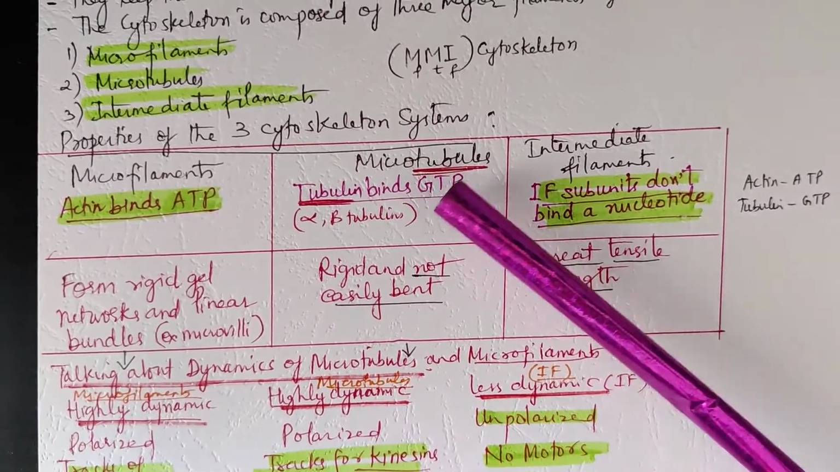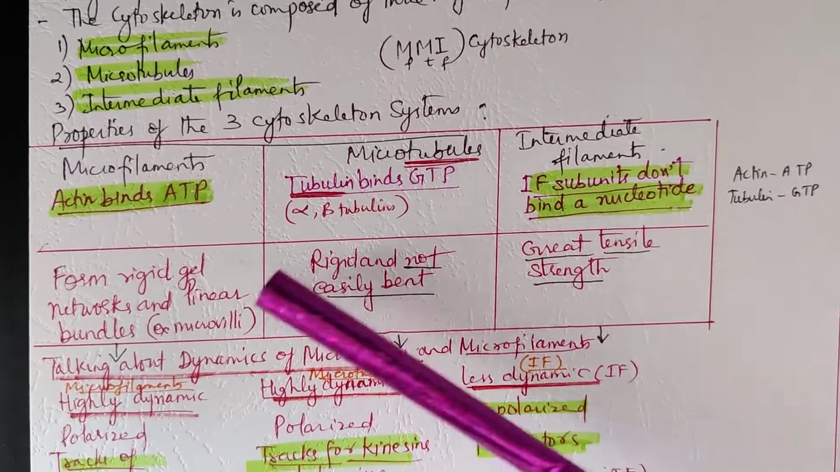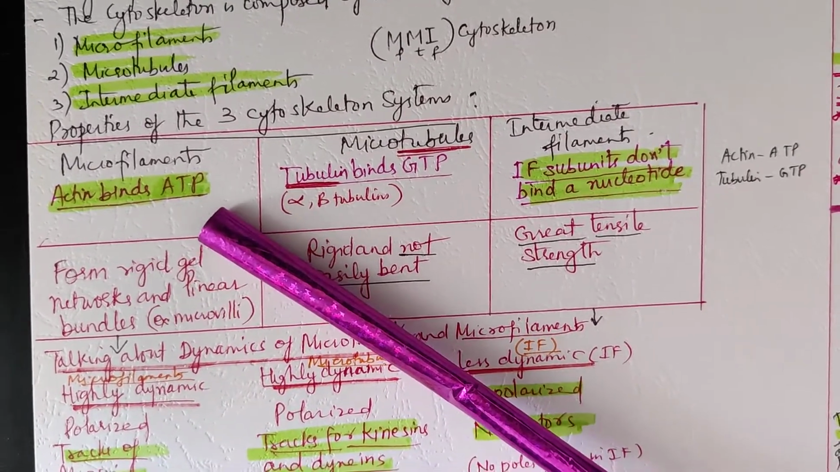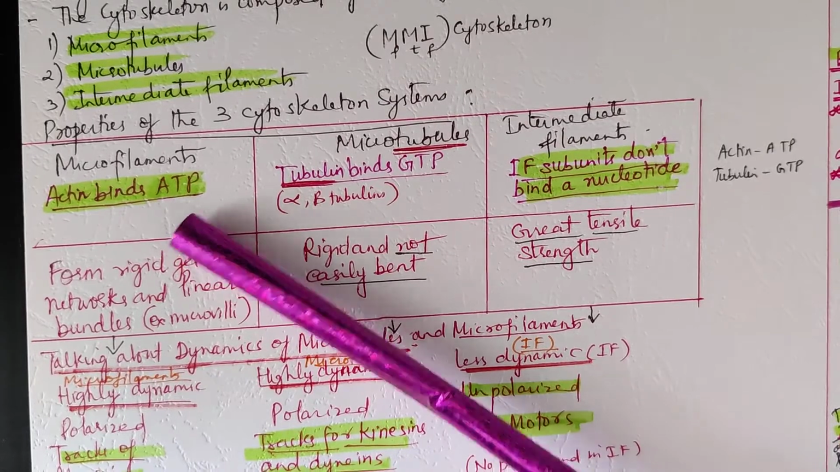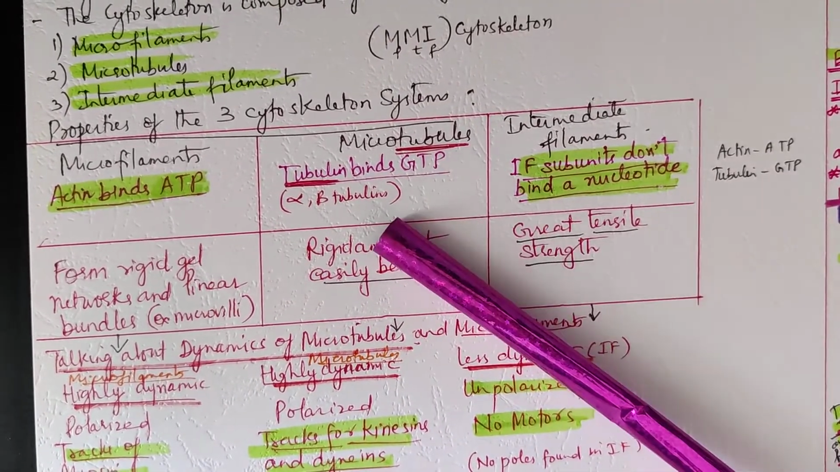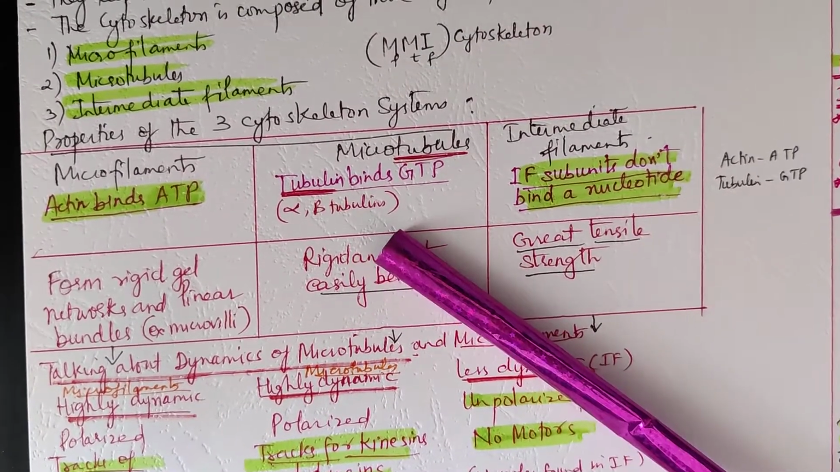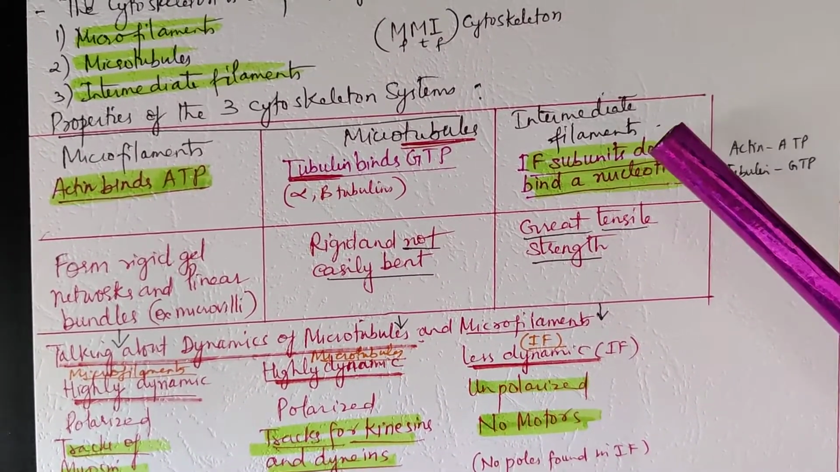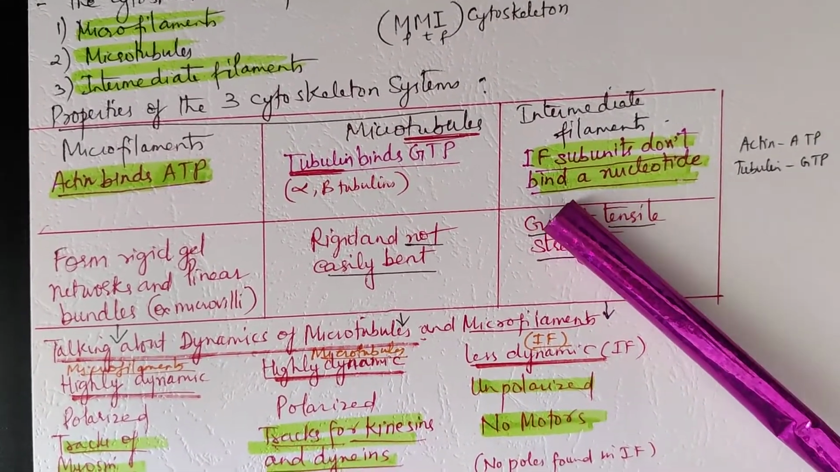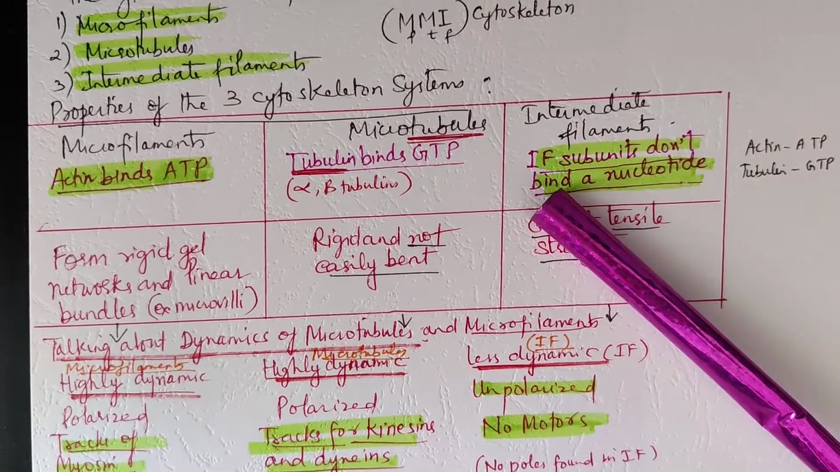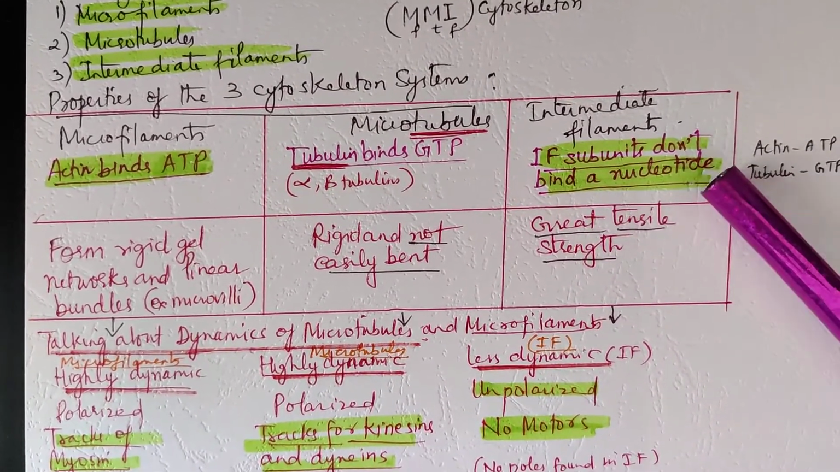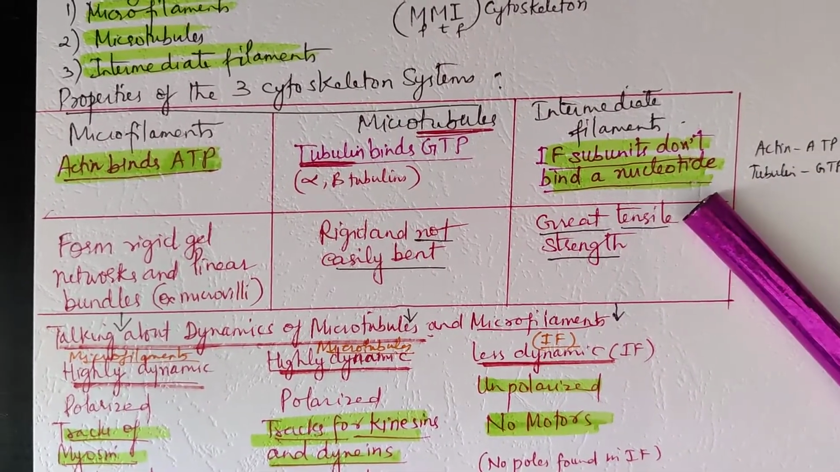Properties of the three cytoskeleton systems, let us see how it is. Microfilaments: actin binds ATP, adenosine triphosphate. And microtubules: tubulin binds GTP. Alpha and beta tubulins are there in this. Intermediate filaments, also denoted by a small name IF, capital I, capital F, are subunits which don't bind a nucleotide.